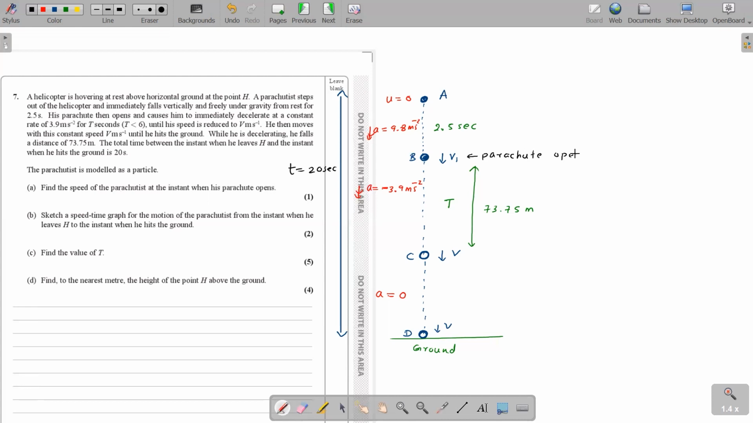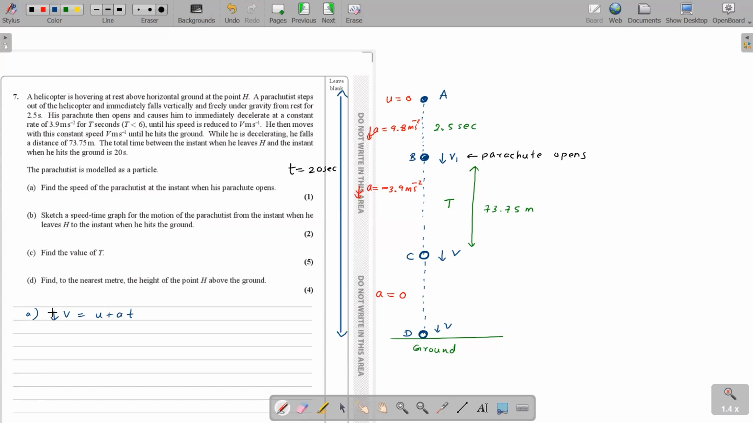So you're supposed to find the speed when the parachute opens. How do we find the speed when the parachute opens? What equation do we use? Everything is marked here. What do we use? V equals U plus AT. Let's use V equals U plus AT downwards.